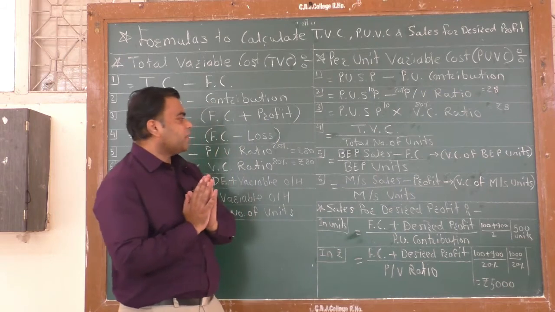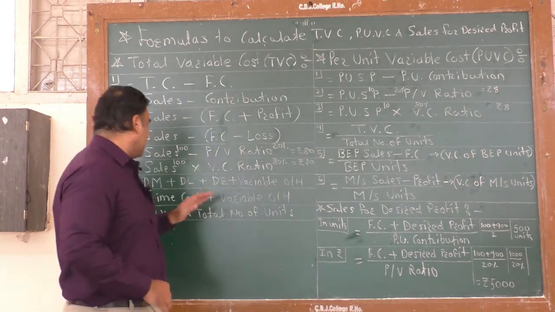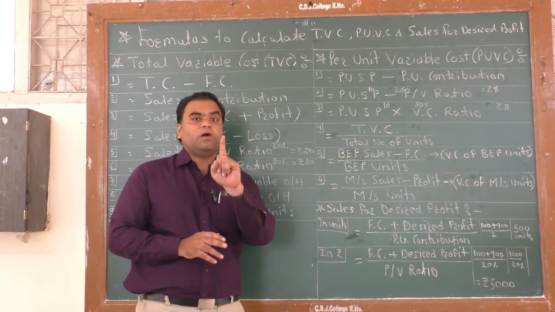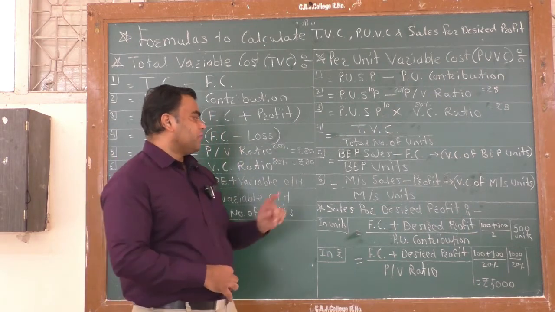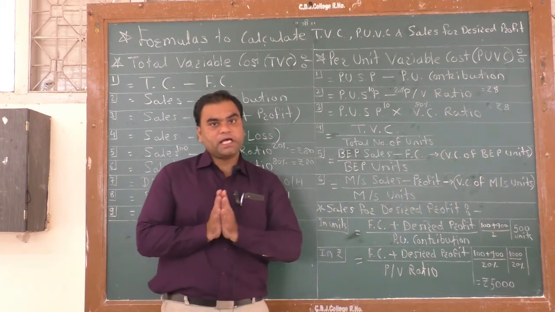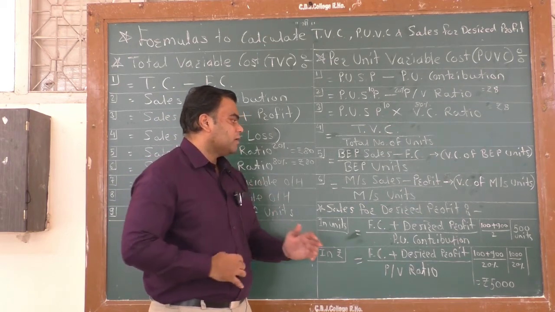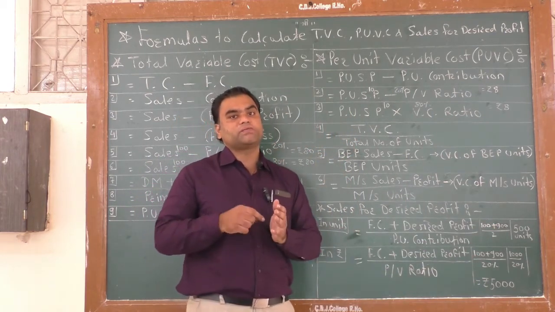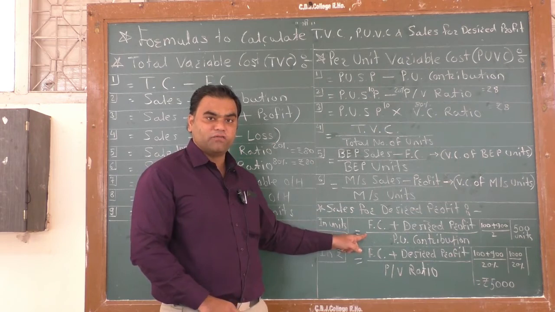So in that way we have discussed a total of 6 formulas to calculate per unit variable cost and 9 formulas to calculate total variable cost, meaning in total 15 formulas to calculate variable cost today. Now we are going to discuss various formulas available to calculate sales for desired profit. Desired profit means expected profit. Suppose we want to earn rupees 900 profit, then what will be the sales required? How much sales will we have to generate? That question's answer can be given by applying this formula.